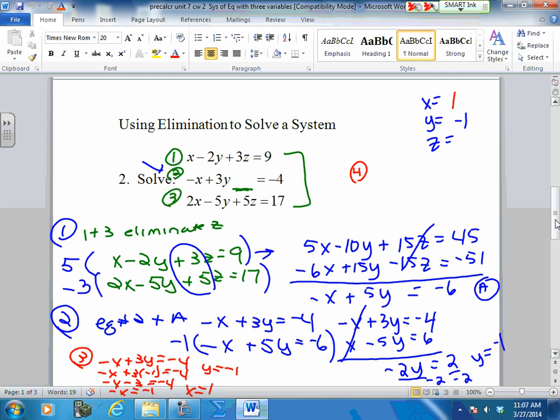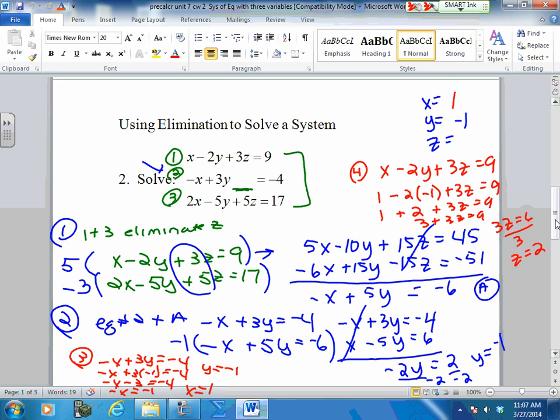The next step is to find z. Pick any of those equations that have a z in it. So which one should I pick? Maybe the first one. Okay, let's go with the first one. So I plug in my x, plug in my y, and I'm going to locate z. This gives me 1, a negative times a negative is a positive 2. This gives me 3 plus 3z equals 9. I subtract 3. 3z equals 6. And z is equal to 2.